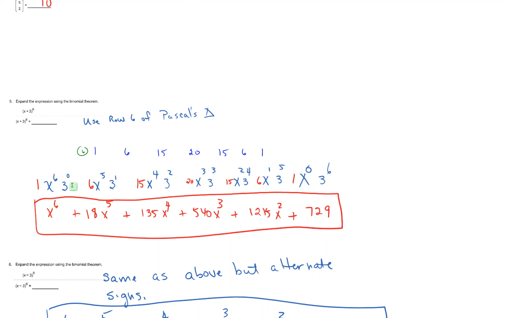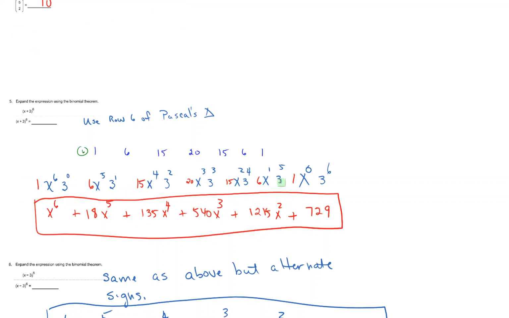So then after we've put the red numbers in there, we just clean it up. So we've got x to the 6th, that's all just 1. 6x to the 5th, but we multiply 6 times 3, so we have 18x to the 5th. 3 squared is 9. 9 times 15 is 135, x to the 4th. 3 cubed is 27 times 20 gives you the 540, x to the 3rd. 3 to the 4th is 81. You multiply that by 15 and you get this number.